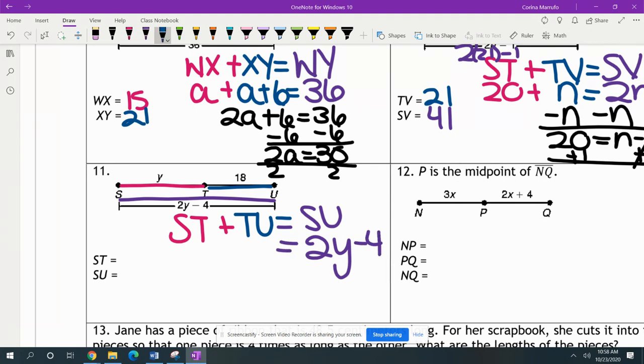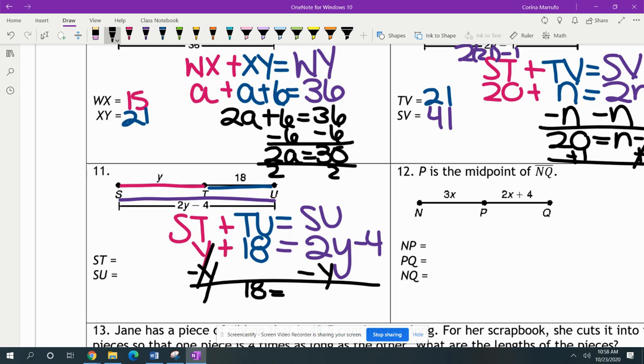I'm going to go ahead and write it now. From T to U, we have it labeled as 18. From S to T, we have it as Y. So we go ahead and solve for Y. We're going to subtract the Y first, and we get 18 equals Y minus 4. And then we add the 4, and we get Y equals 22.